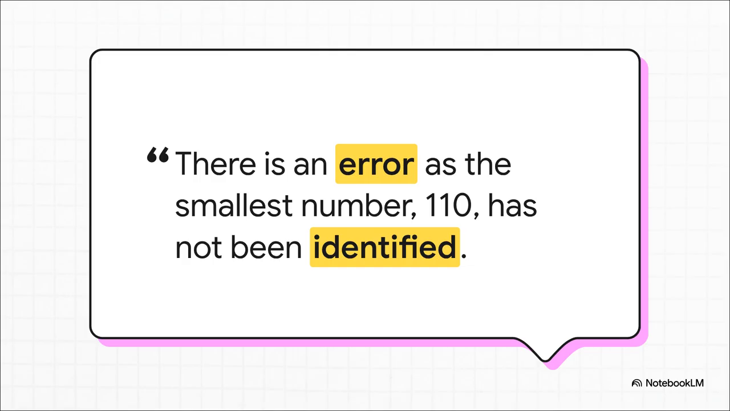And there it is. That's the smoking gun. The algorithm did its job, kind of. It correctly found 900 as the largest number, but it completely missed 110, which was the smallest. So our first attempt is officially a failure. Time to go back to the drawing board.